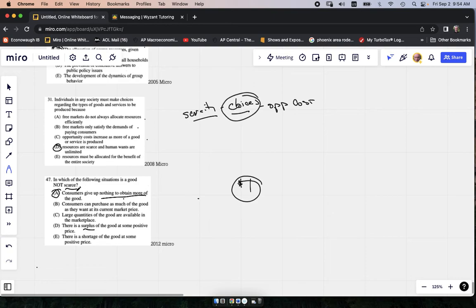So this is kind of a definitional thing. Understand that all goods are scarce, right? Anytime you have to give up something for it, it is considered scarce. So the only way something would be not scarce is if they give up nothing to obtain more of the good.